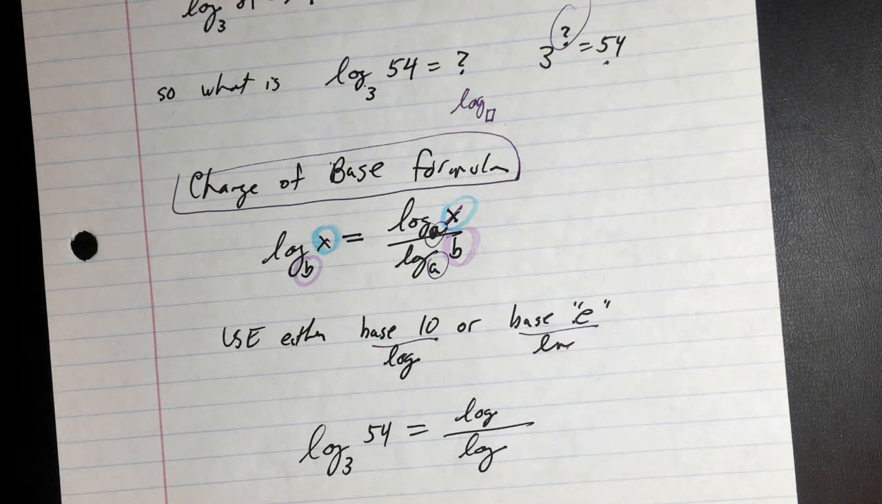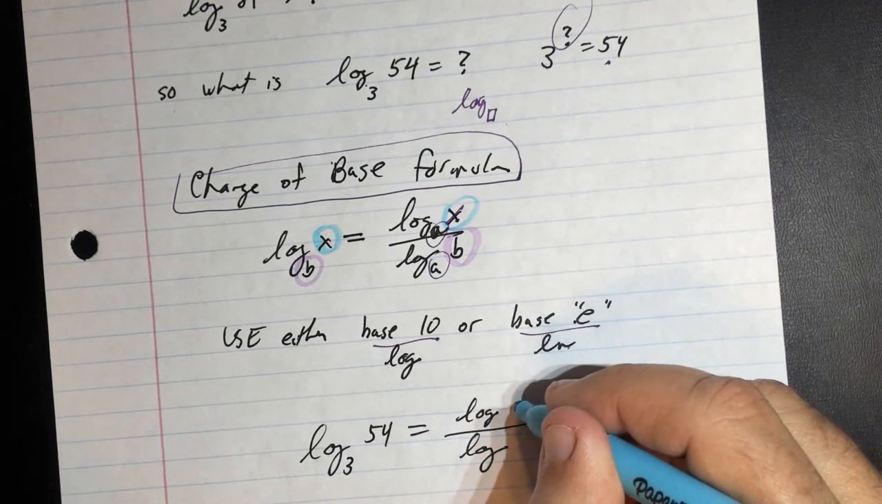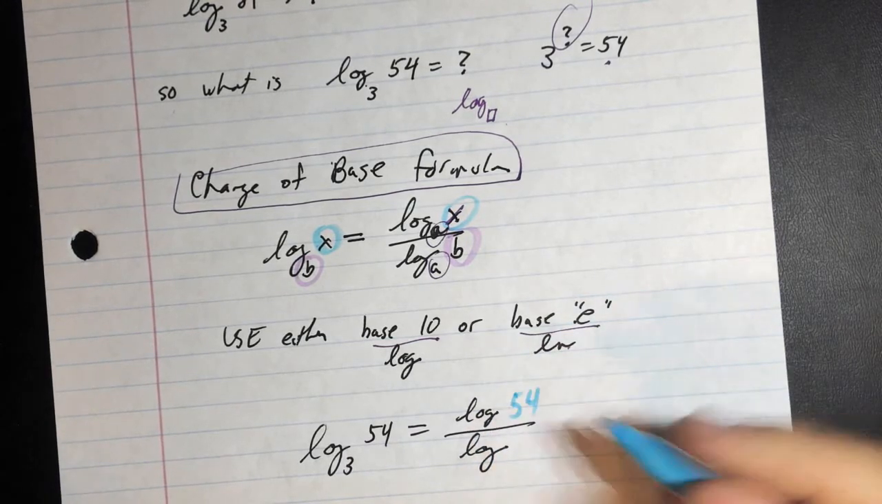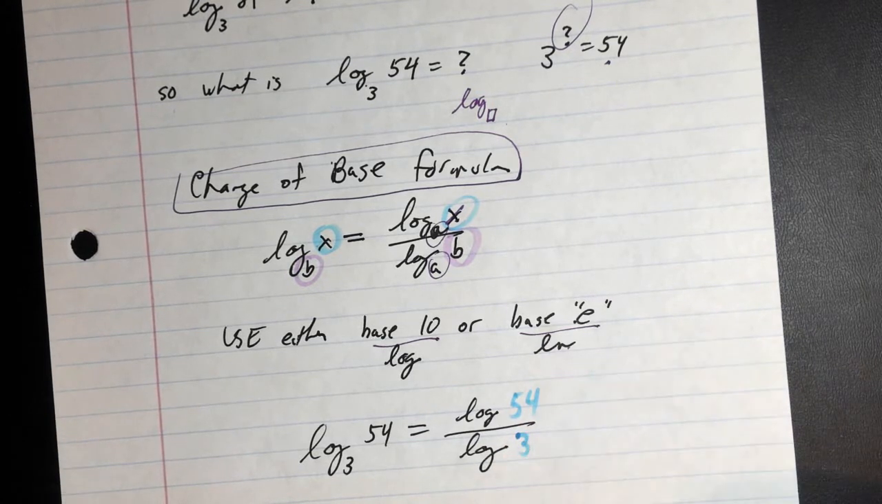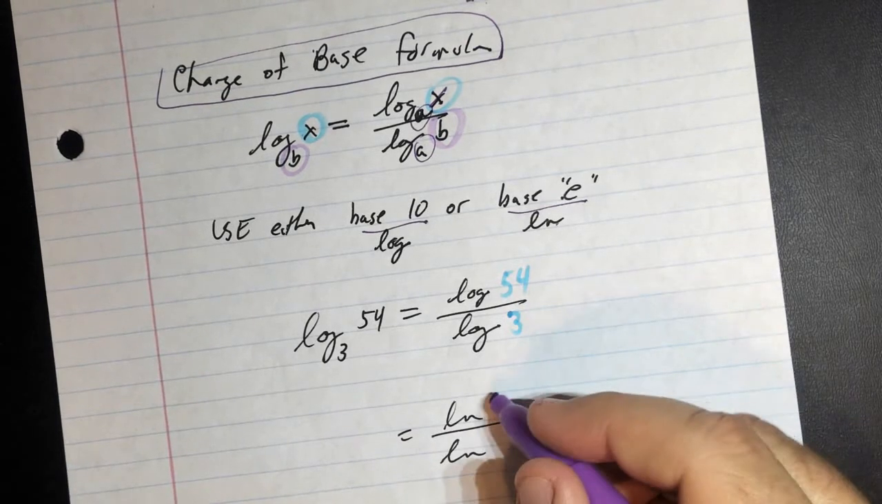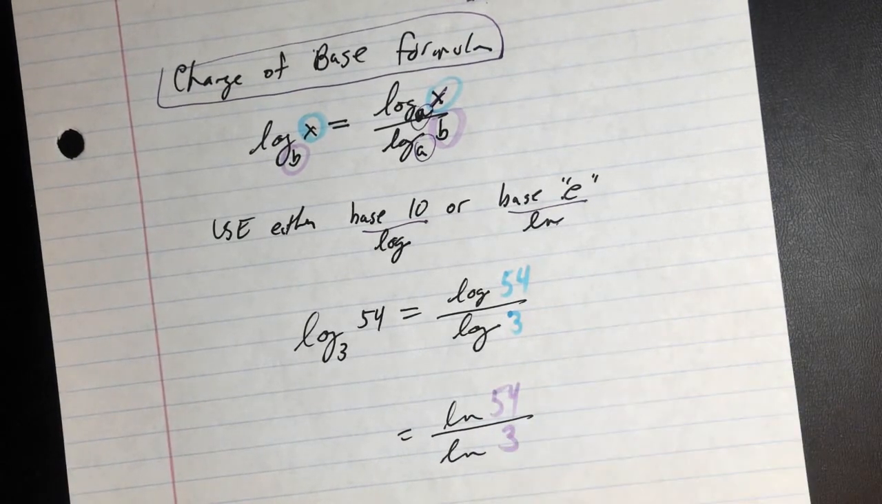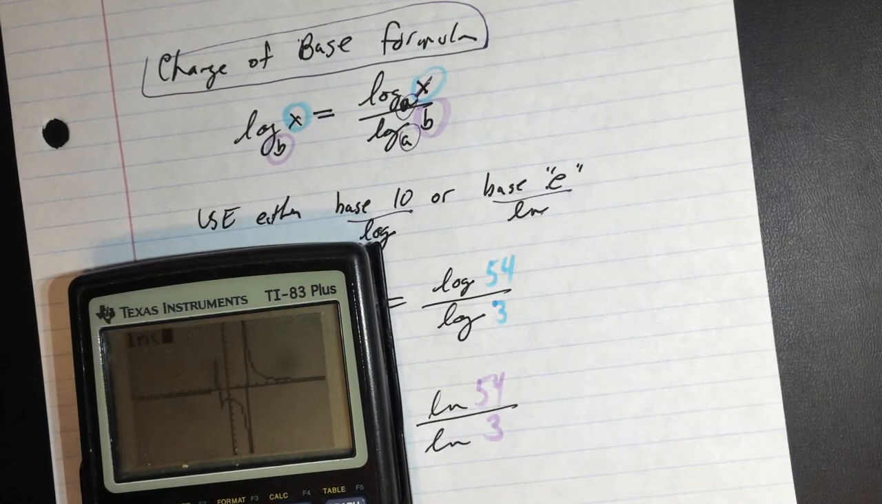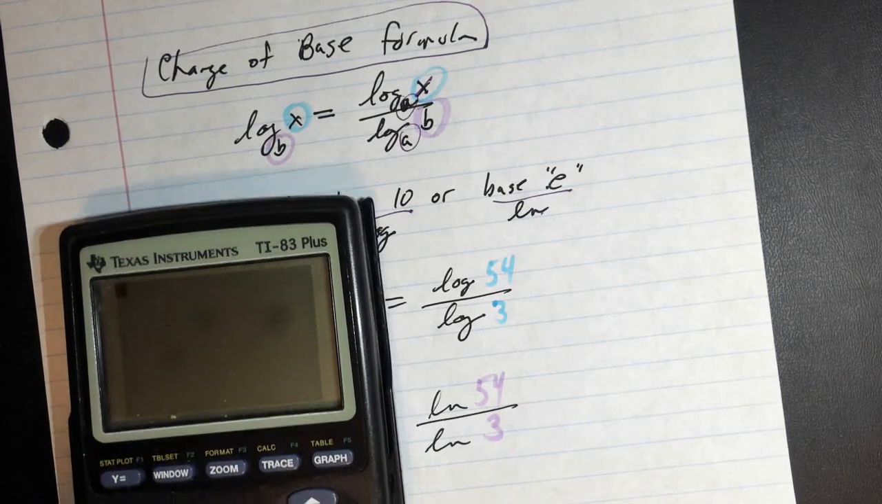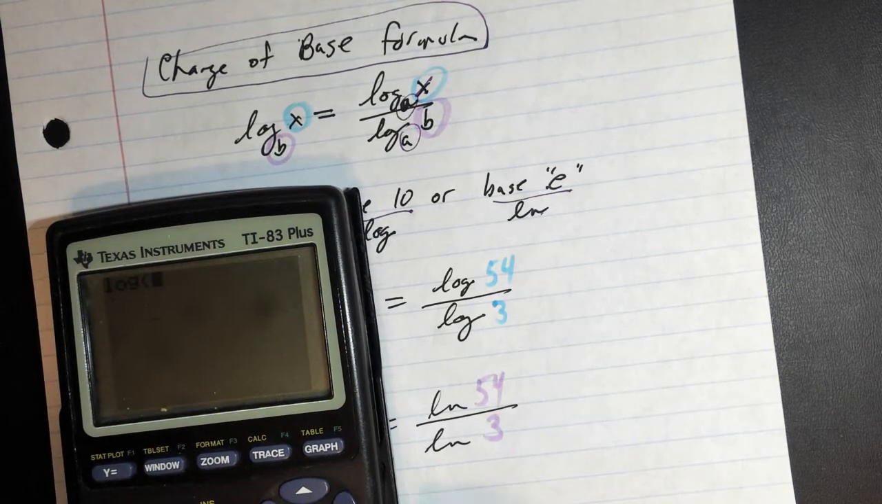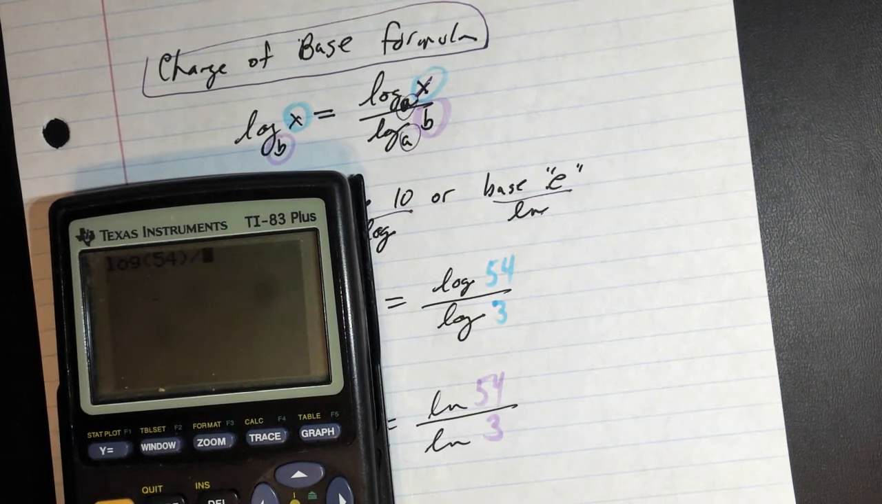So, to find the log base 3 of 54, we would do the log of 54 over the log of 3. Or, I could do the natural log of 54 over the natural log of 3. Either way works. So what you do in your calculator, we're going to erase this, we're going to do log of 54, close the parentheses, divided by log of 3, close the parentheses, and we'll get an answer.